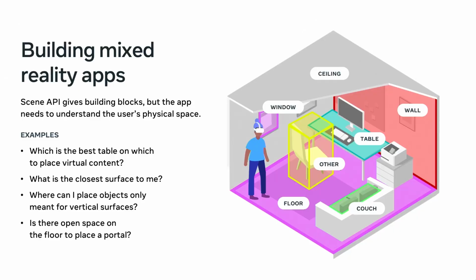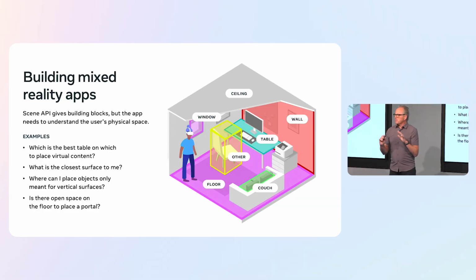Building MR apps. So let's step back for a second and talk about what does it really take to build an MR app. The Scene API provides you some basic information. It'll provide you the location, it'll provide you a semantic label, but that's really still a pretty low-level interface. What a developer needs to do is to be able to place the object that they're trying to place in the best place possible in the room that they're placing it into.